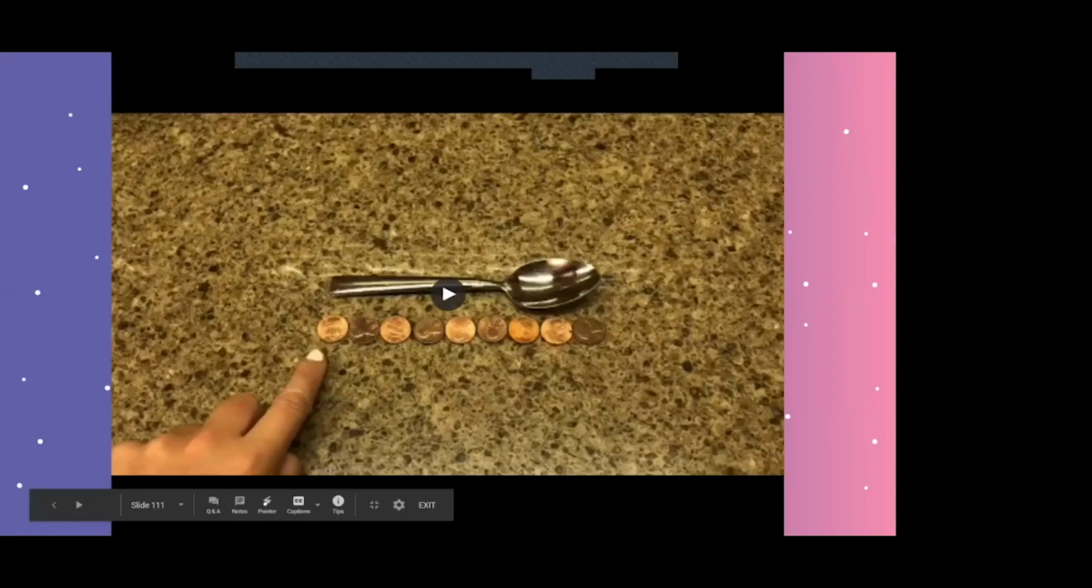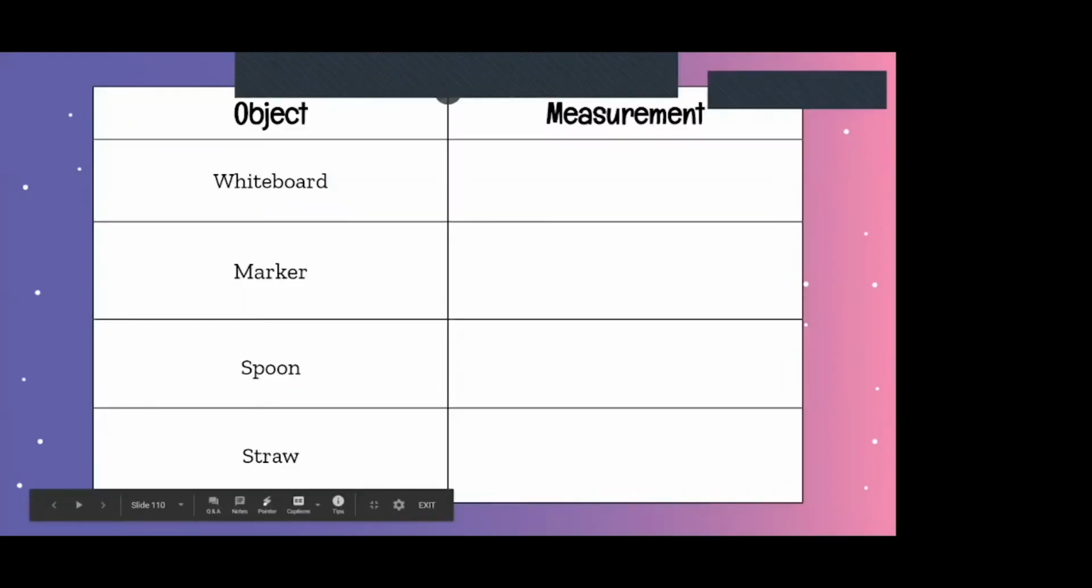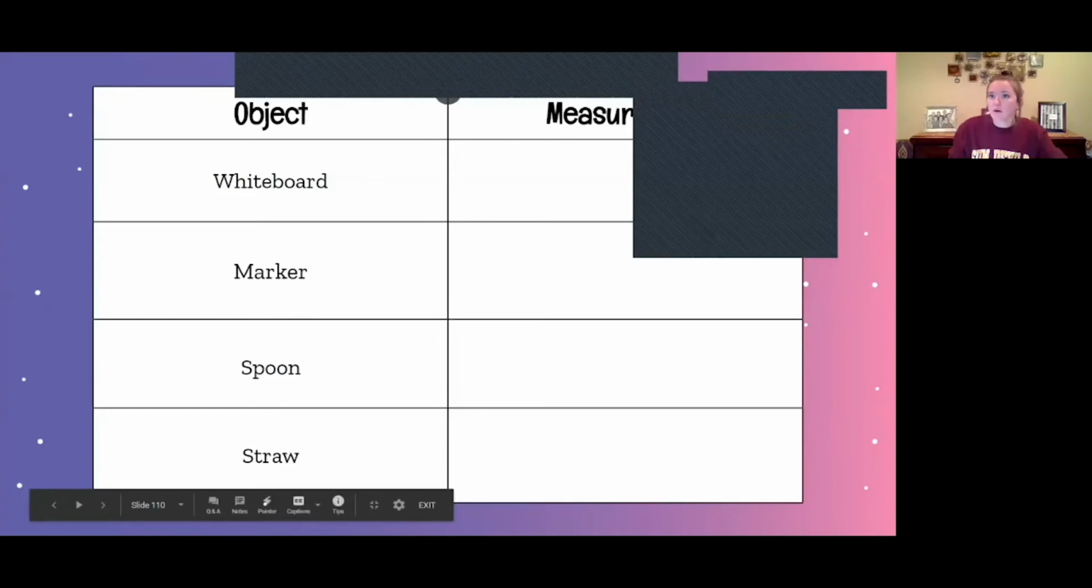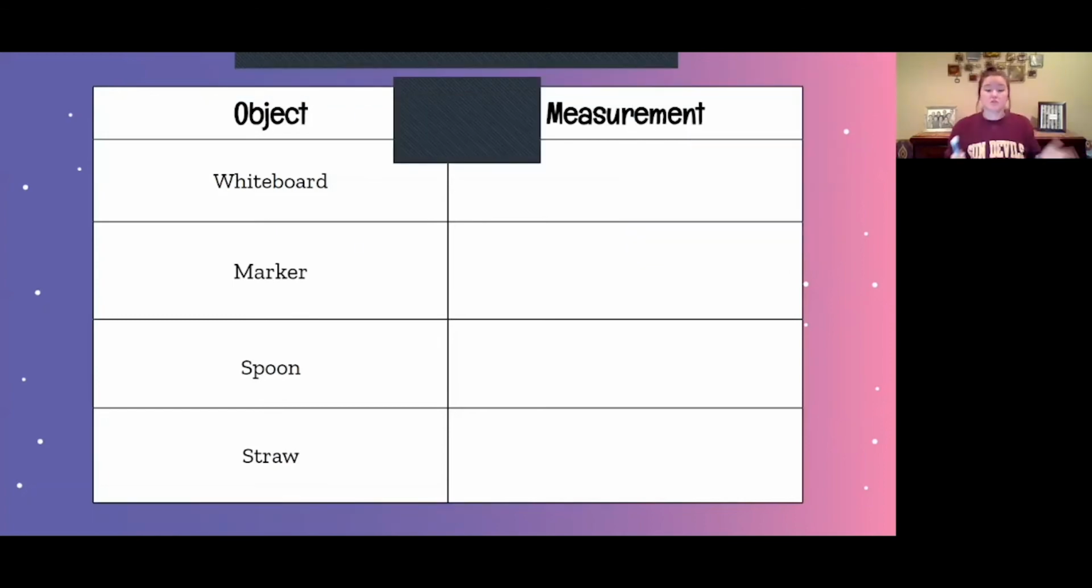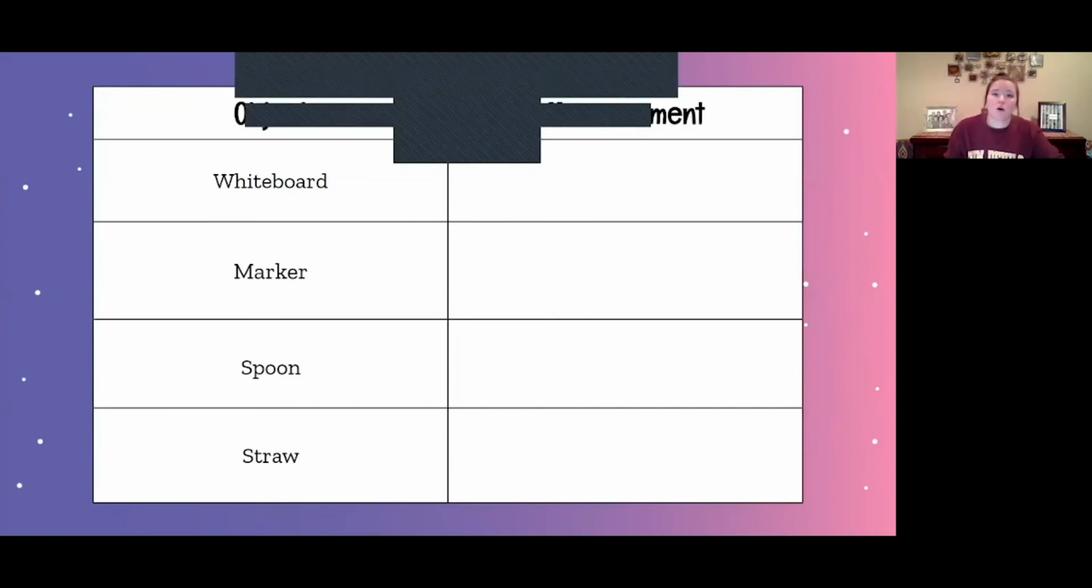All right, let me share my screen again. There we go. So, do you remember what each measurement was? Did you write it down? All right, so I'm gonna grab my marker. Just like this. All right, so the whiteboard was about 4. About 4. So we'll just put a 4 right here.